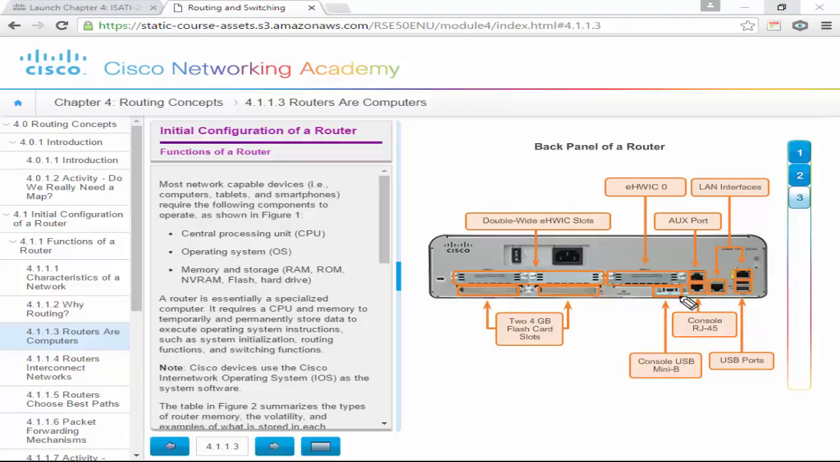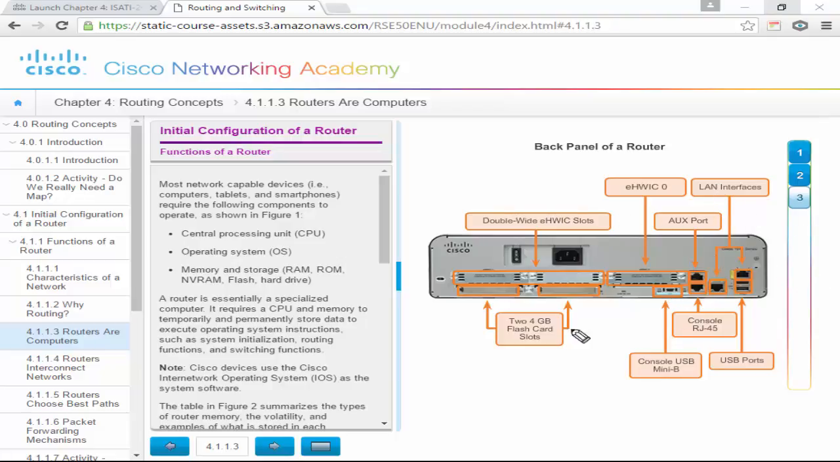Then on the newer ones we have a console USB Mini B that we can use, like I guess we use a cell phone or something. I don't know why, I guess it's just a smaller cable. USB ports, if we're in an emergency situation we could load in a different operating system, or we could save our backups, I guess, to a USB. I have only used them to load in a different operating system.